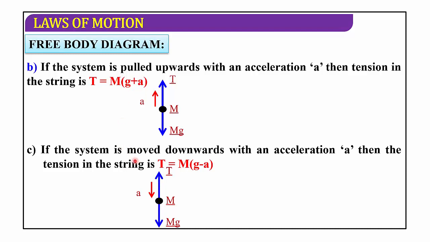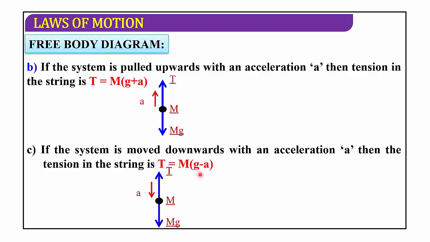Then the third equation. If the system is moving downward with an acceleration A, then tension in the string is given by the formula exactly opposite to that: T equals M into (G minus A). Here we are moving that system in a downward direction, so we can write the net acceleration as G minus A. G is acceleration due to gravity. These equations you should remember.